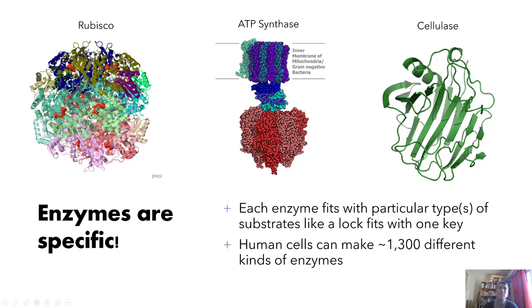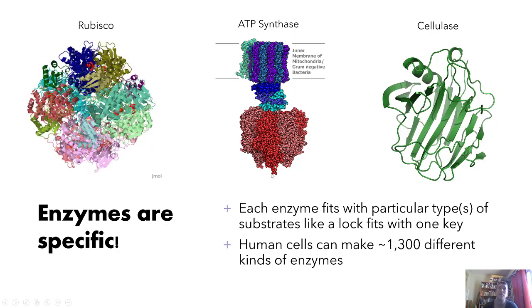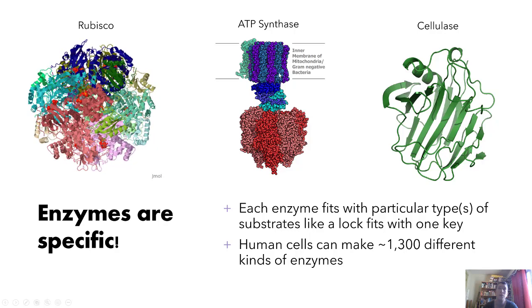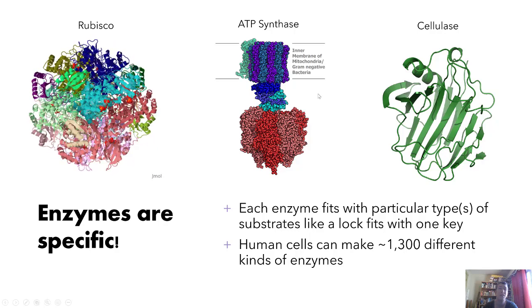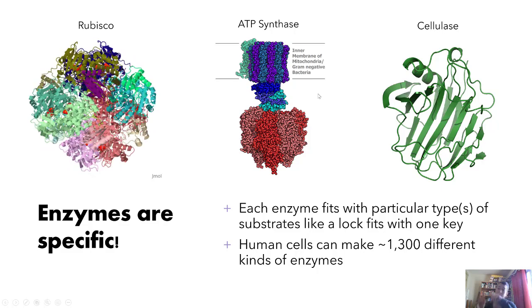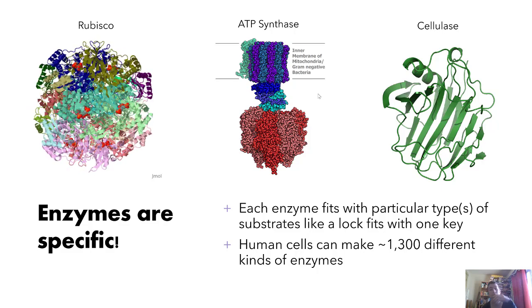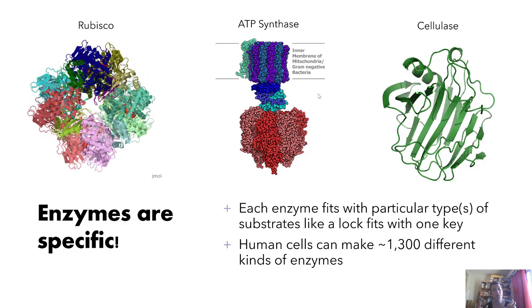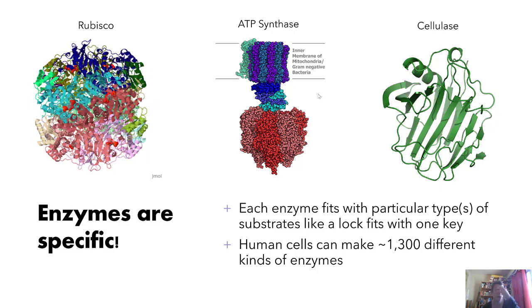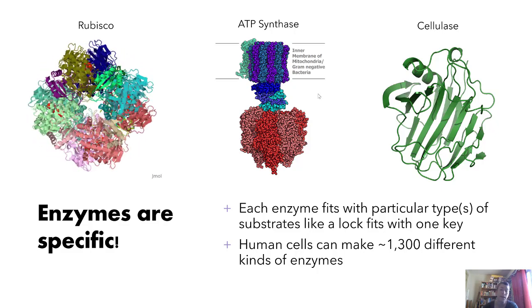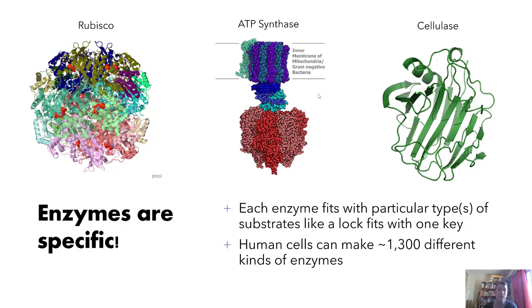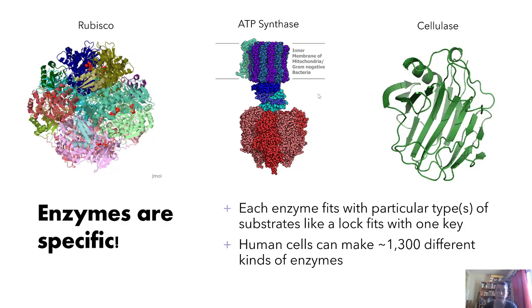ATP synthase in the middle here, this is an enzyme found in almost all living things, if not all living things. It spins like a turbine and adds two things together, ADP and phosphate, to make a molecule called ATP. And ATP is like the energy currency of the cell, so it's like money.